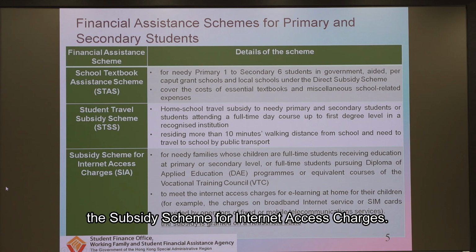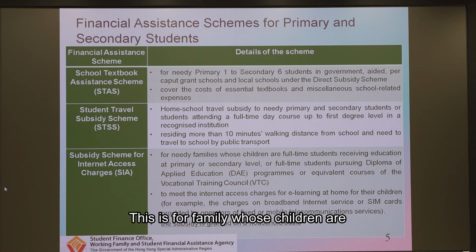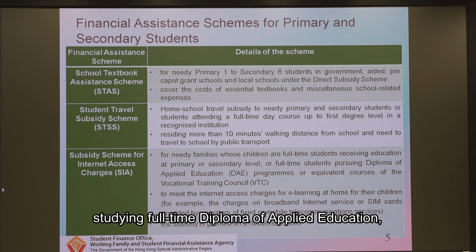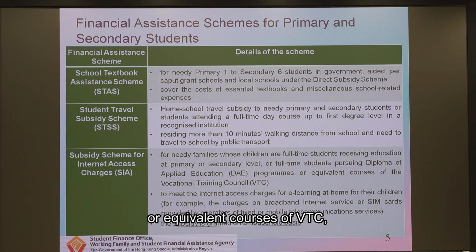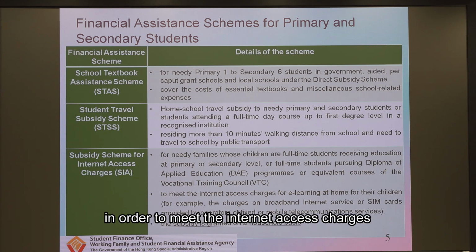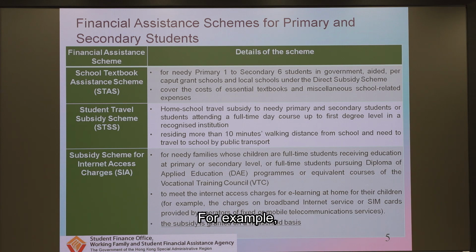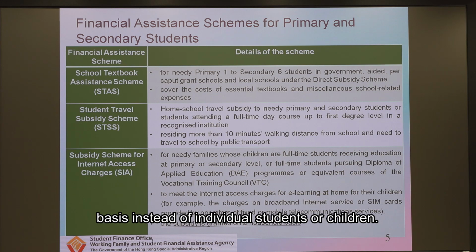Third, the Subsidy Scheme for Internet Access Charges. This is for families whose children are full-time students receiving education at primary or secondary school level or studying full-time diploma of applied education, that is the DAE, or equivalent courses of VTC, the Vocational Training Council, in order to meet the internet access charges for e-learning at home for their children. For example, we cover those charges on broadband internet services or SIM cards provided by the operator of fixed or mobile telecommunications. The subsidy is granted on a household basis instead of individual students or children.